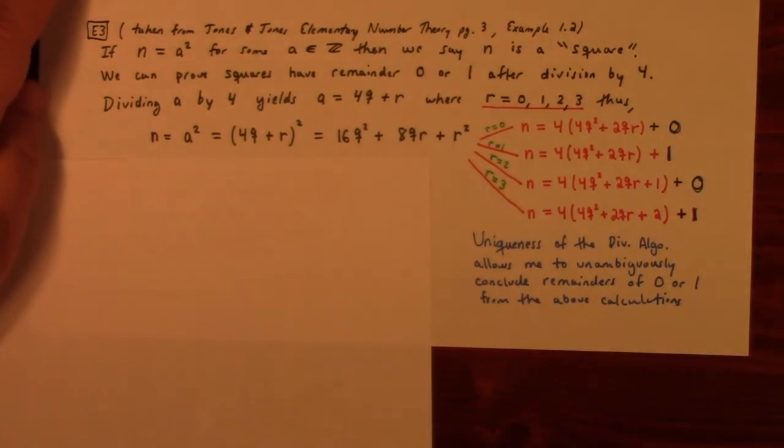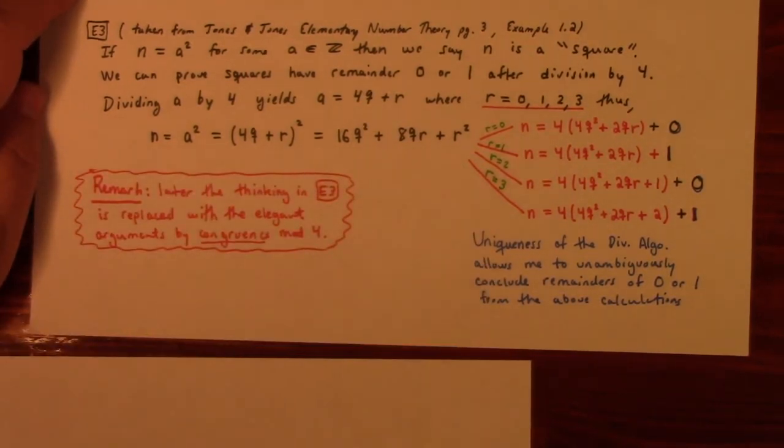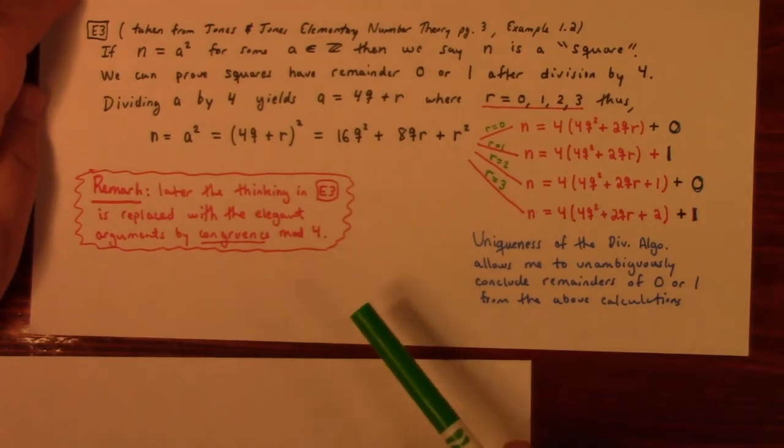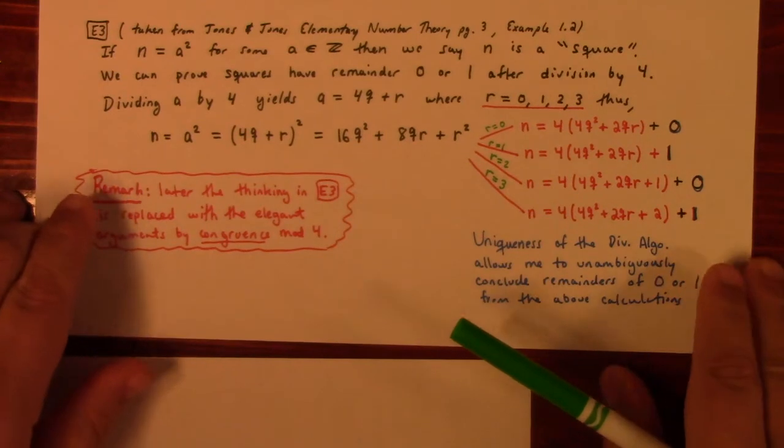So that's kind of a neat and a little bit unexpected example here, I think, at this point in the conversation. I will point out, though, that the thinking in example 3 is later replaced by elegant arguments by congruence, mod 4, in future lectures.